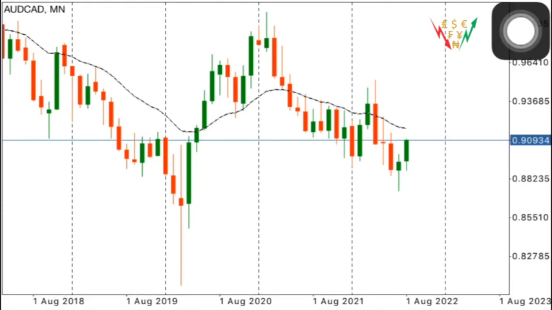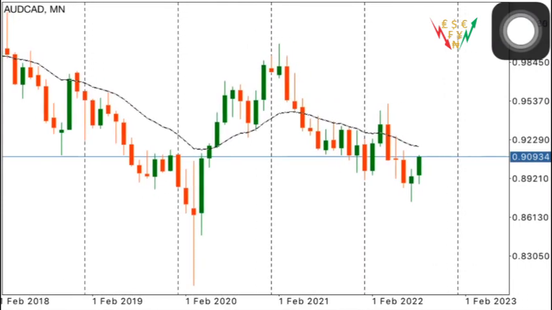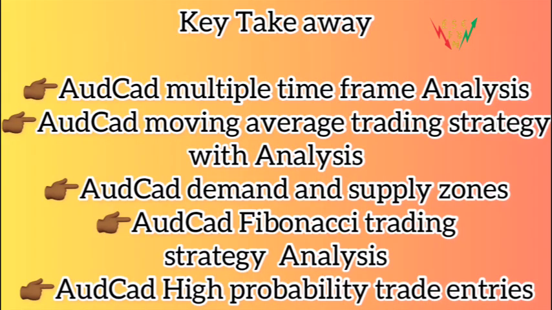And on this particular content, guys, we'll be analyzing the AUD/CAD pair, right? And for the AUD/CAD pair, guys, we'll be using a moving average strategy and technique. We'll also be using a demand and supply trading approach to analyze the market, and also a Fibonacci retracement tool for confirmation.